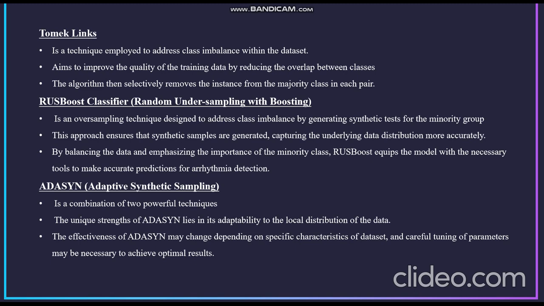According to the third model, ADASYN, that means the adaptive synthetic sampling method, which is a combination of two powerful techniques. The unique strength of ADASYN lies in its adaptability to the local distribution of the data. The effectiveness of ADASYN may change depending on the specific characteristics of the dataset, and careful tuning of the parameters may be necessary to achieve the optimal result. We know that by using ADASYN, the minority instances are not degraded, and that is the first selected feature, and we can create the synthetic samples, that is the second one. That means it eliminates the border data, so the complexity will be reduced. These are the selected features of the ADASYN method for our project.